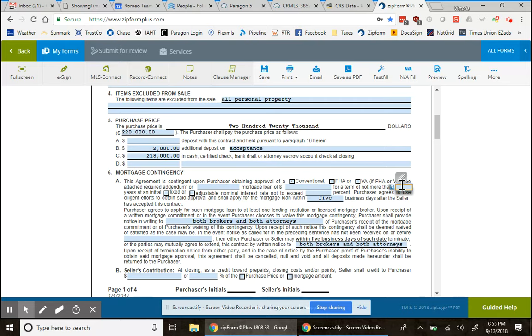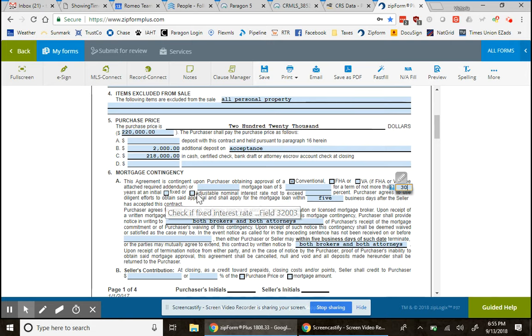For a term of not more than. Now this is the amortization schedule, right? Are they doing a 30-year loan, which most of the people in our area are doing. So 30 would go in that blank. Maybe they're extremely financially savvy buyers. They only want to do a 15-year mortgage. Okay, 15 would go in that blank. Most people are going to do 30, but whatever mortgage length they're doing goes in that blank.